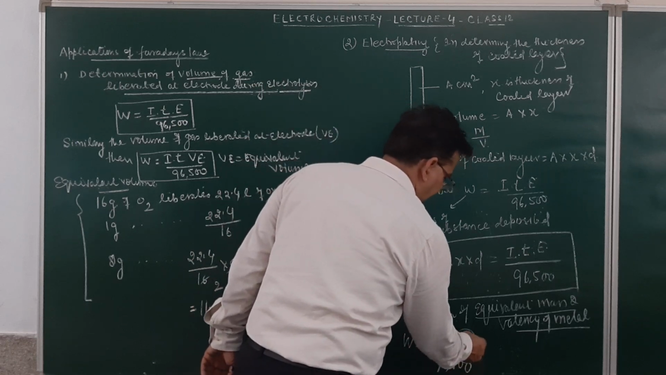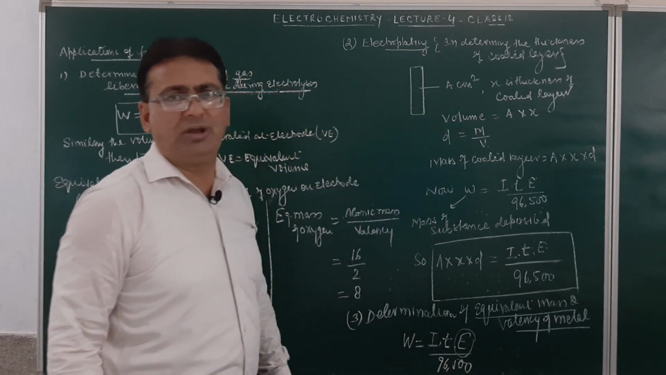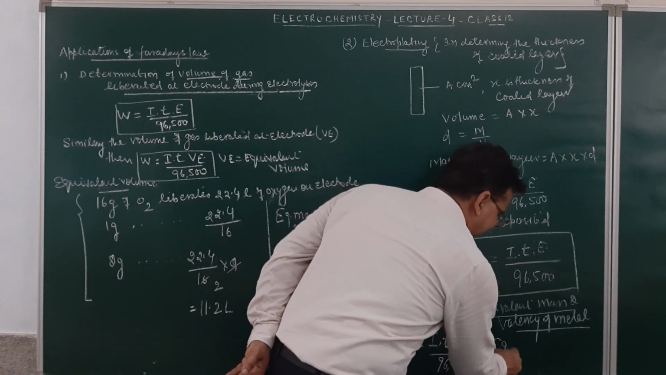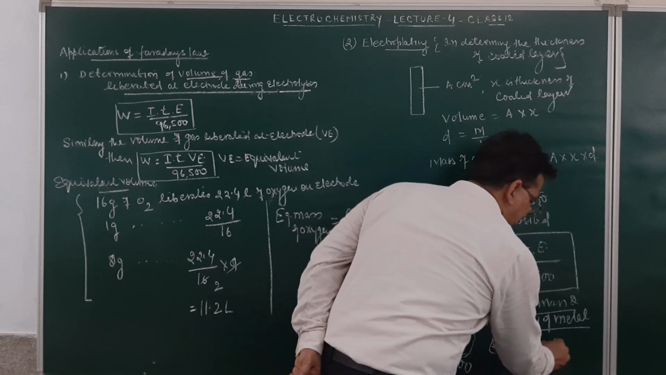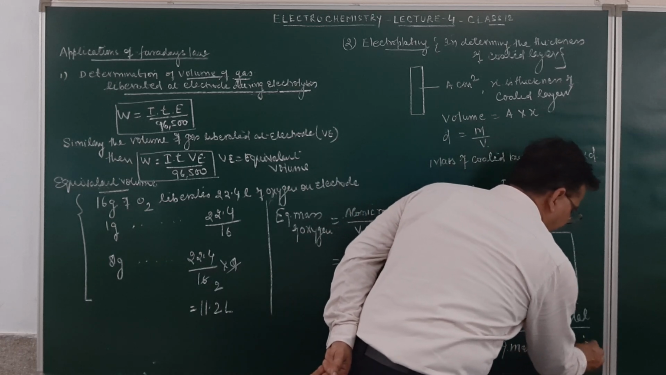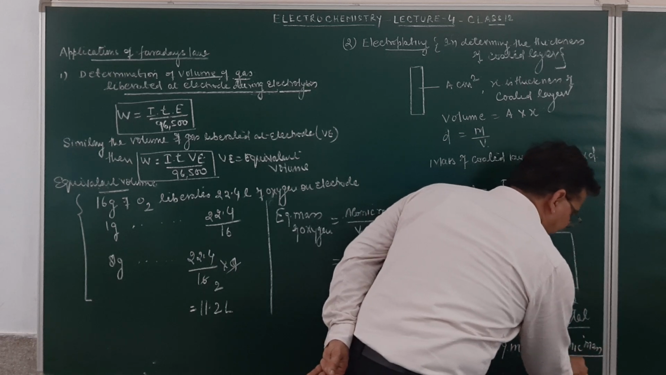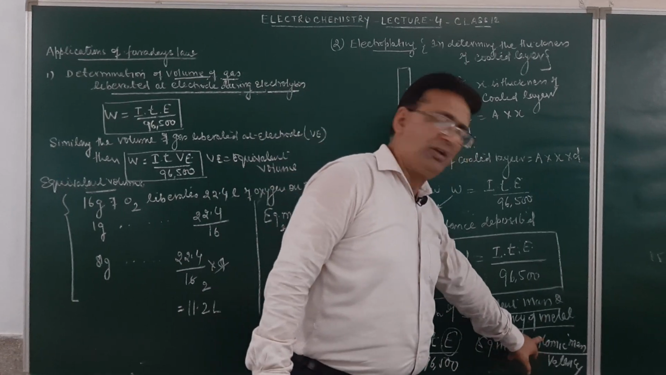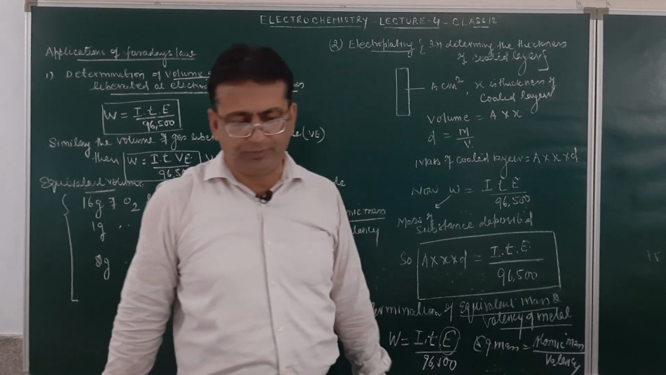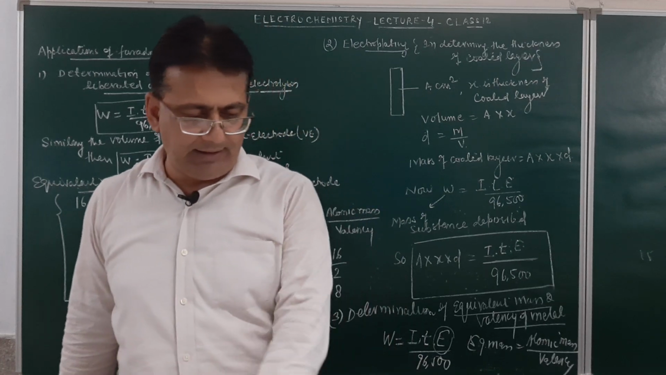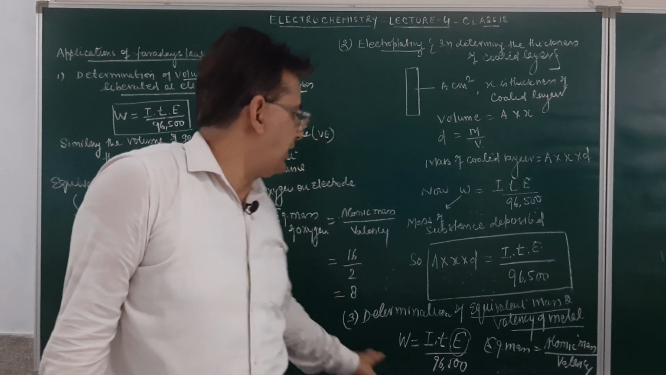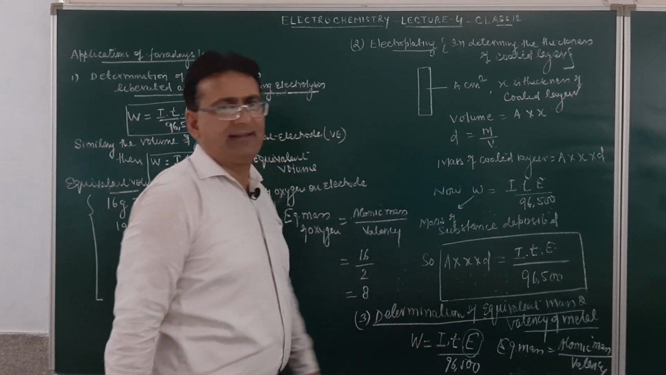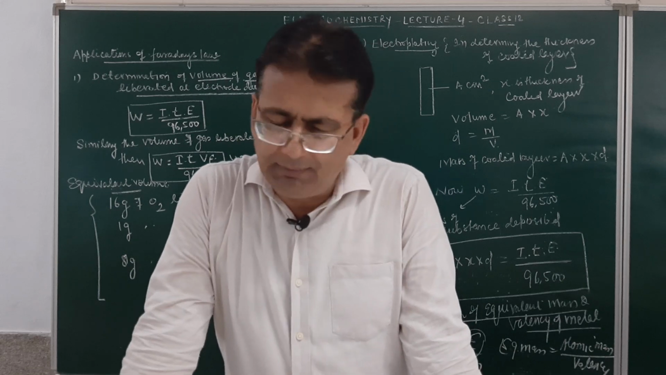Now, equivalent mass is equal to atomic mass upon valency. So, if the atomic mass of a substance is known and the equivalent mass of the substance is known, we can also determine the valency of an element. So the third application is that it helps in the determination of the equivalent mass as well as the valency of an element.